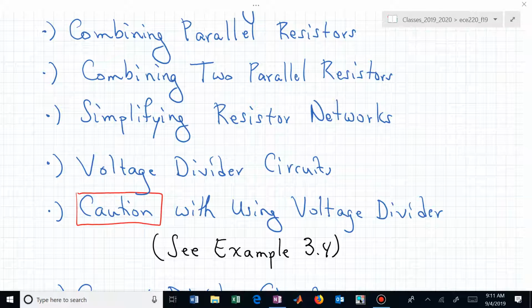But a lot of times you're dealing with three-phase systems. And those systems might be interconnected in a delta configuration or a Y configuration.